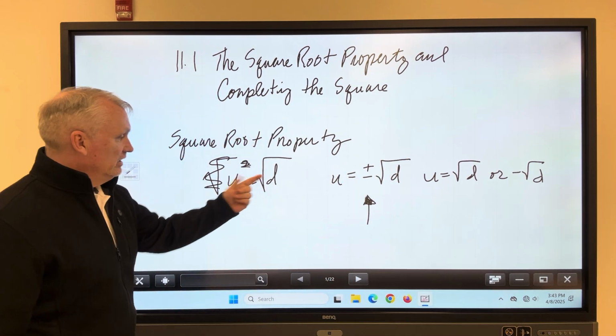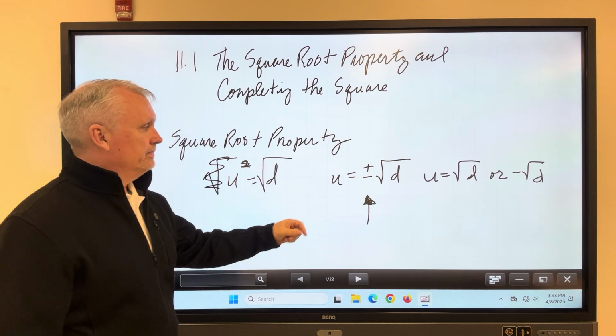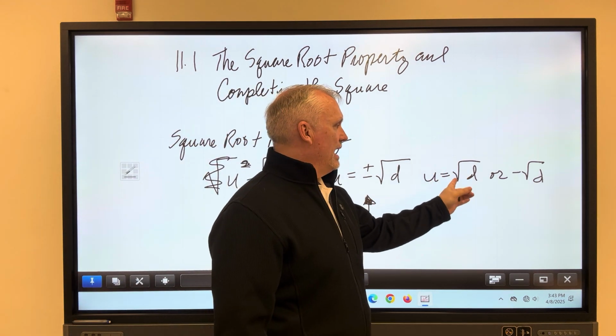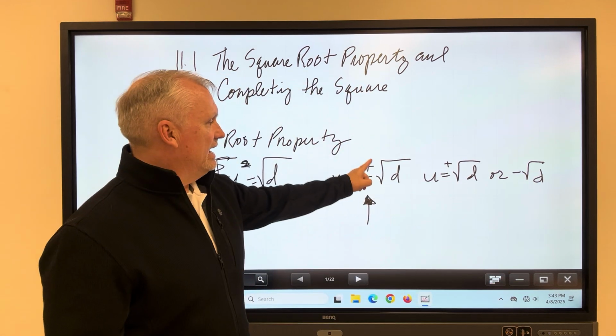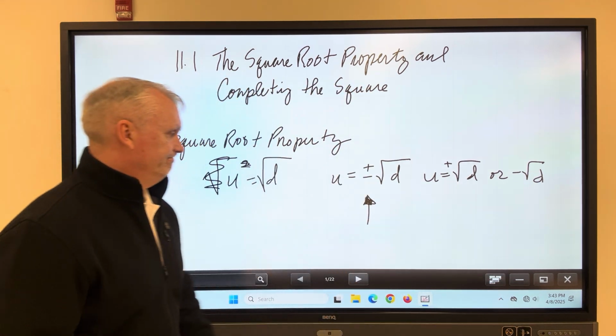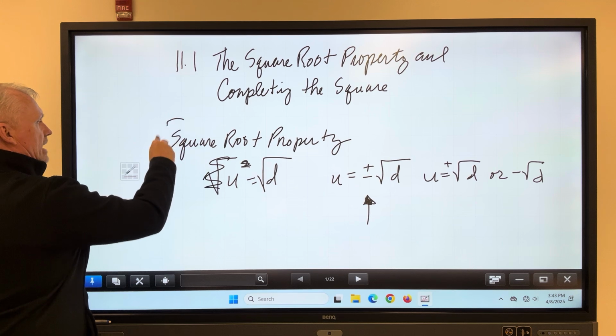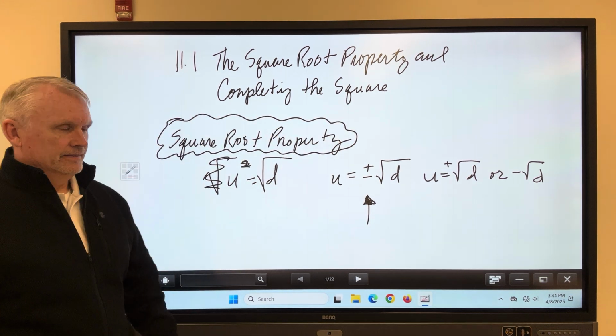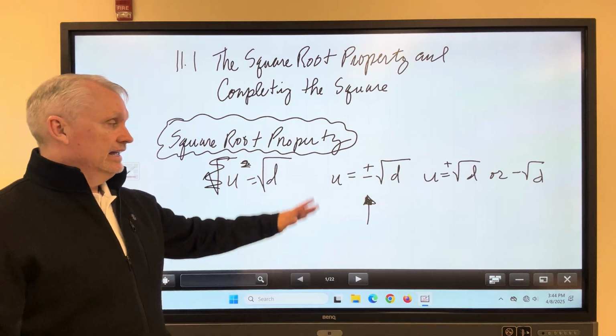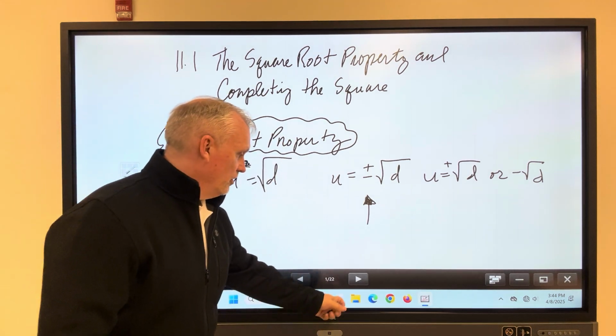How did I get the square root of D? Because I square root both sides. Well, I can break it up into positive square root of D or negative square root of D. That's plus or minus the square root of D. That is the square root property. Now you're saying, okay, those are nice variables. Show me how it works.